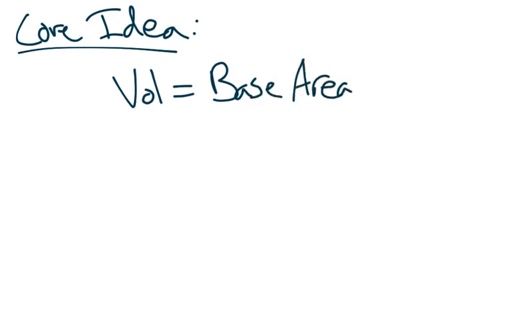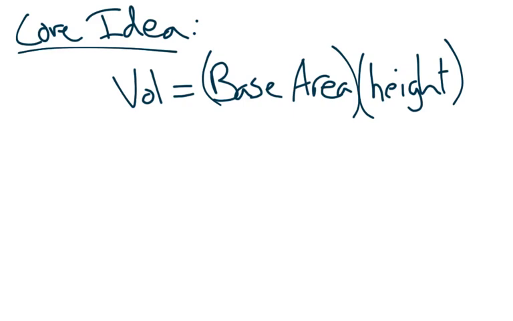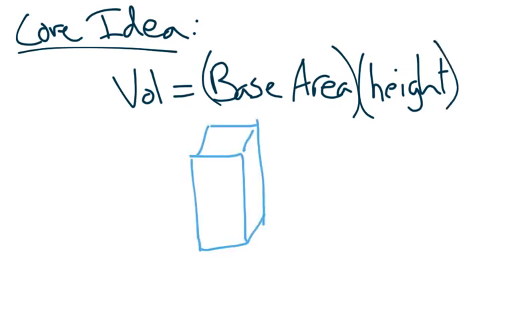And that core idea is that volume is equal to a base area times another dimension. And we'll just, for the sake of argument, say height. So for example, if we take a look at a rectangular prism, oops, let me draw it better than that. The volume of this rectangular prism is going to be this base area times this height right here. And so we're essentially asking, how many of those areas can we fit in this height?